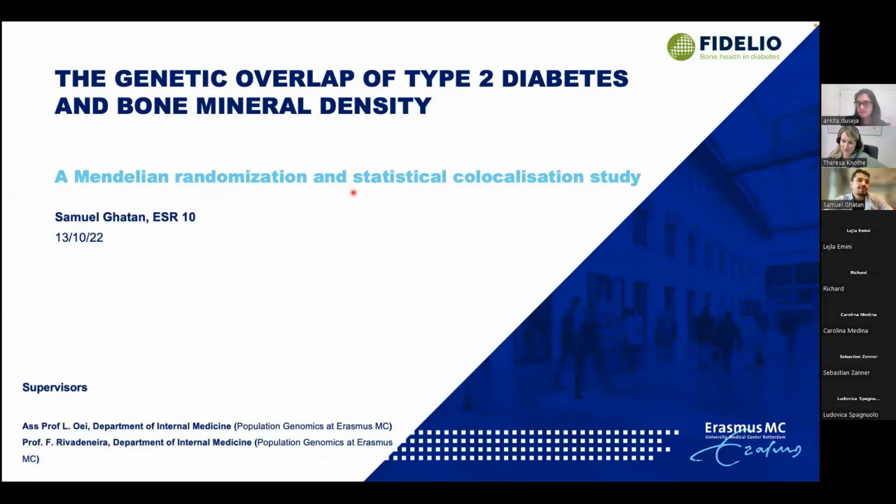So my name's Sam, I'm ESR10. I'm based in Rotterdam, in Erasmus MC. This is in the Netherlands. My supervisors are Ling Oy and Professor Fernando Rivendineda. Today, I'll talk about the genetic overlap between type 2 diabetes and bone mineral density. And this is actually just one project that we're recently wrapping up. And this is a Mendelian randomization and statistical colocalization study.